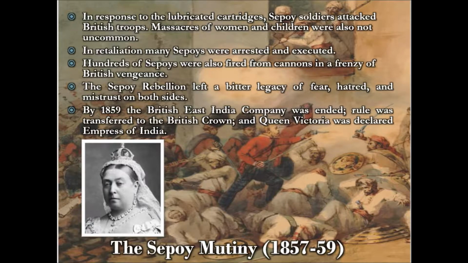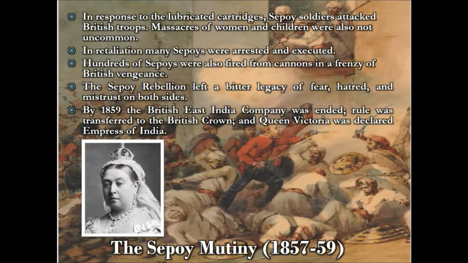As a result of some of the practices of the company, the sepoy mutiny occurred. So in response to the lubricated cartridges, sepoy soldiers attacked British troops. Massacres of women and children were also not uncommon. In retaliation, many sepoys were arrested and executed. Hundreds of sepoys were also fired from cannons in a frenzy of British vengeance. You will see this picture in the next slide.